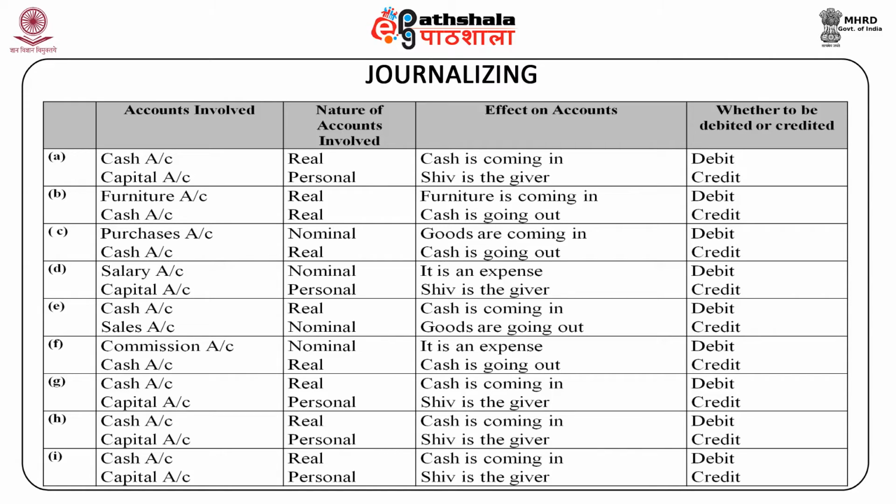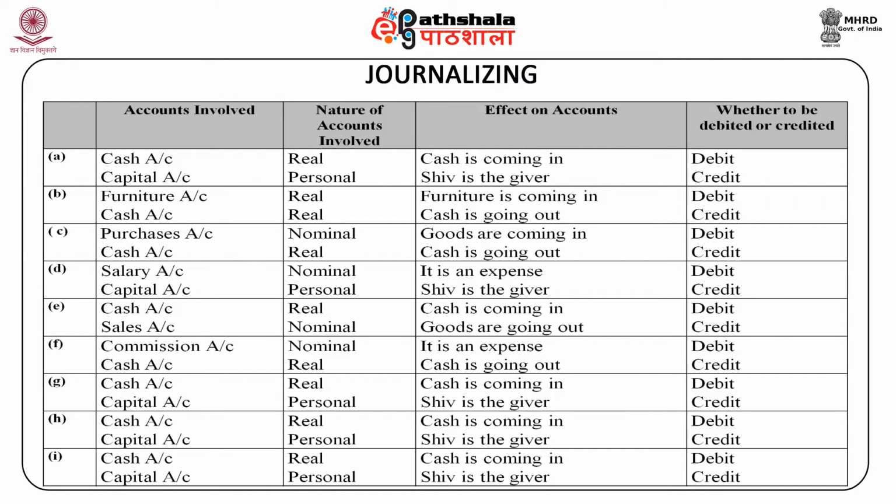H. Paid installment of loan. In this case, cash account and capital account are involved, out of which cash is a real account and capital is a personal account. So in this case, cash is coming in, so it will be debited, and Shiv is the giver, so it will be credited.